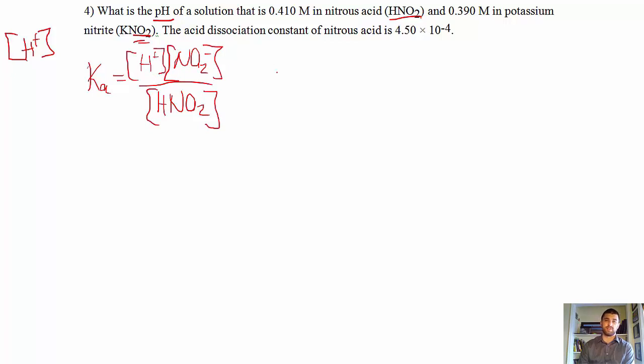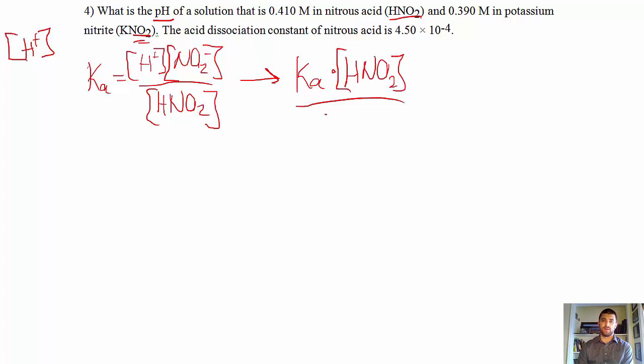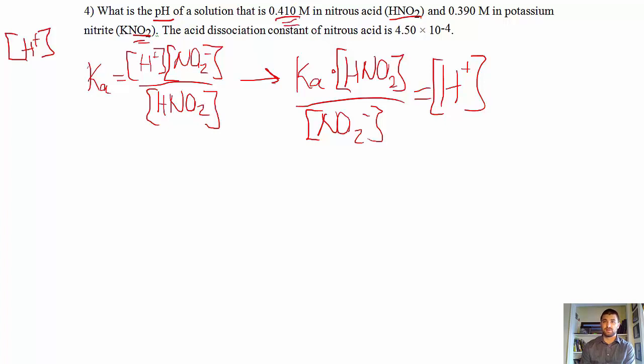So I got to get H plus by itself. So I do a little algebra. You get Ka times the HNO2 all over the NO2 minus. That equals the H plus concentration. So now the HNO2 is just this number right here, and the NO2 minus is this number, the potassium nitrite. So I plug those in. Oh, my Ka is just here. So you plug those numbers in, which I guess I'll do.